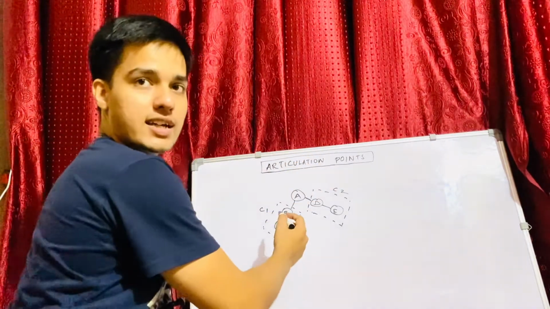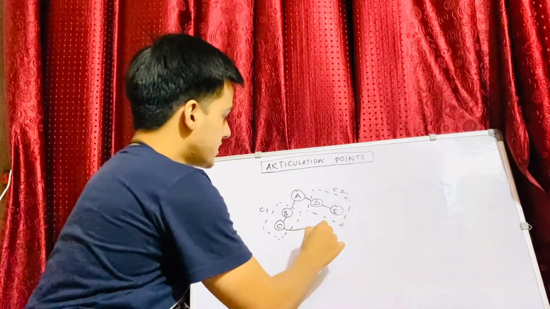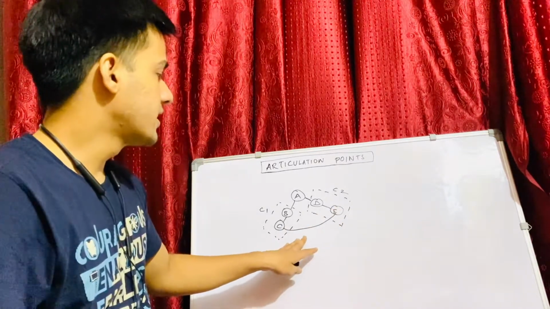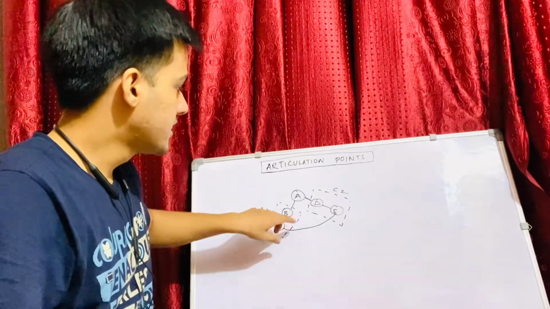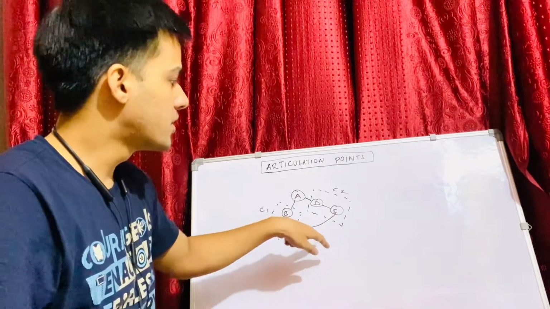Now let's suppose we add a particular edge here. In this case, we can clearly see that there is a path from component 1 to component 2.